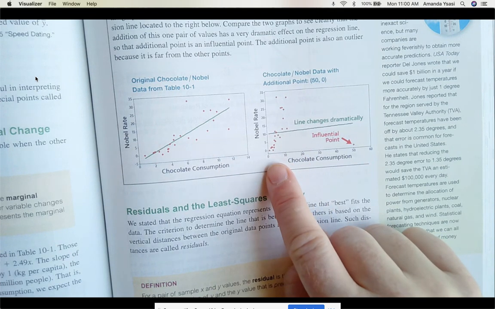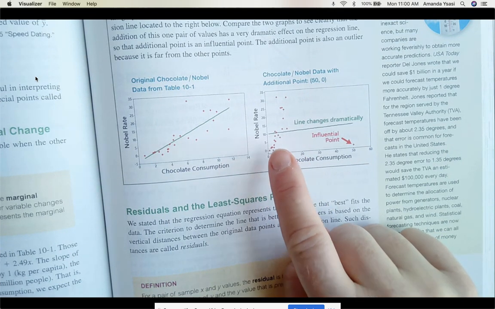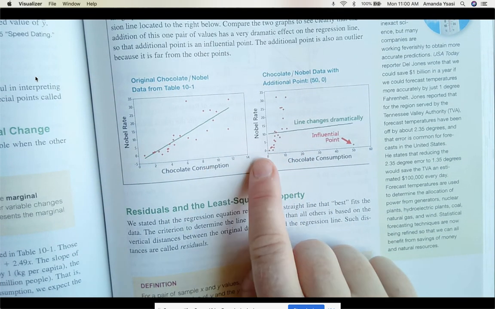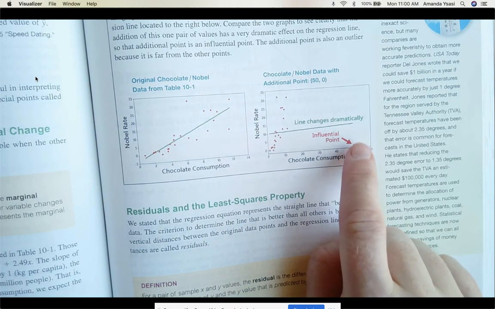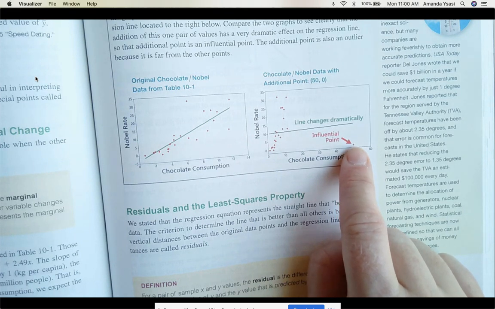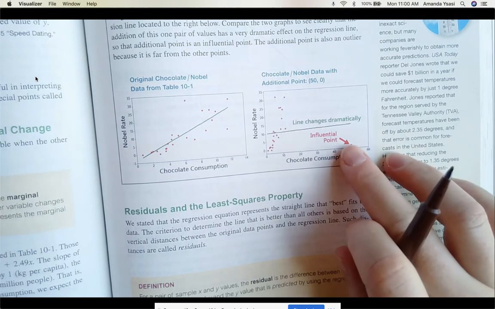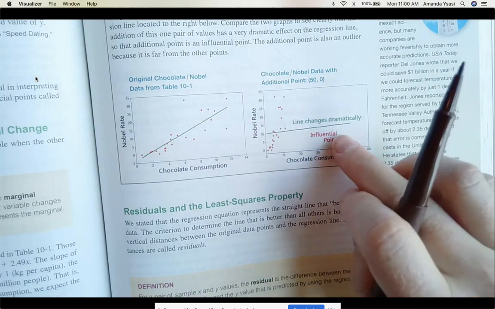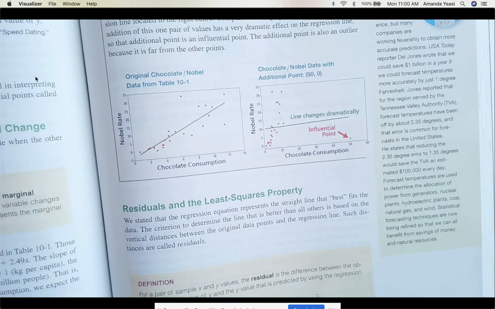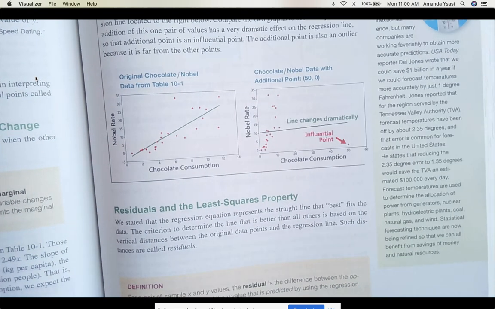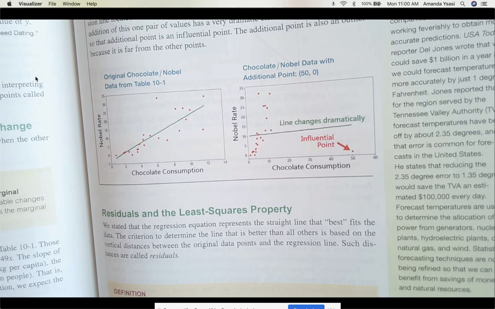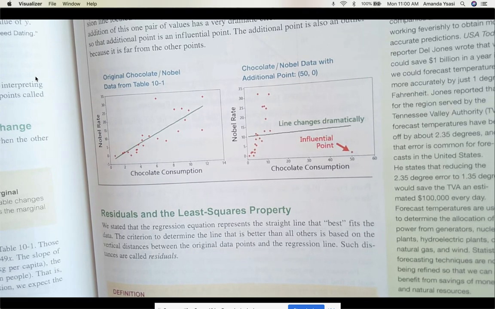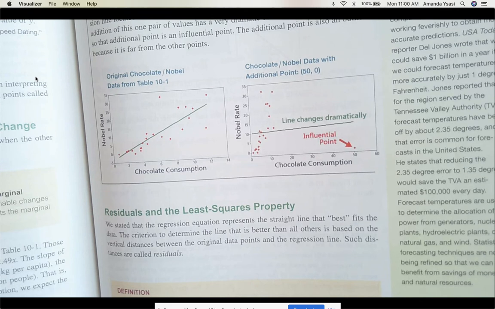But now if you look at this one, this is the original data, but then they threw in this influential point, and that completely changed your line. So you just have to know about these influential points and know whether it's an outlier or influential. If the regression line changes by a considerable amount, the point is influential. Okay.